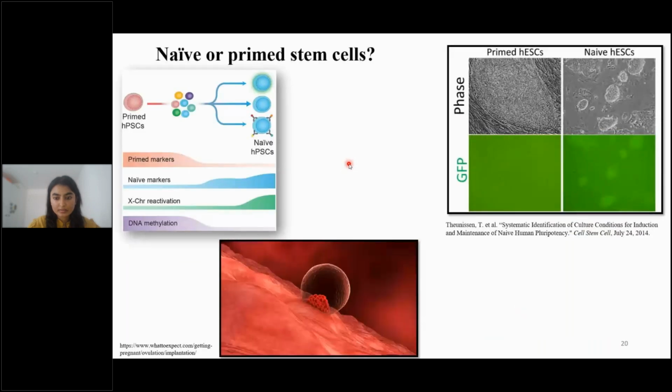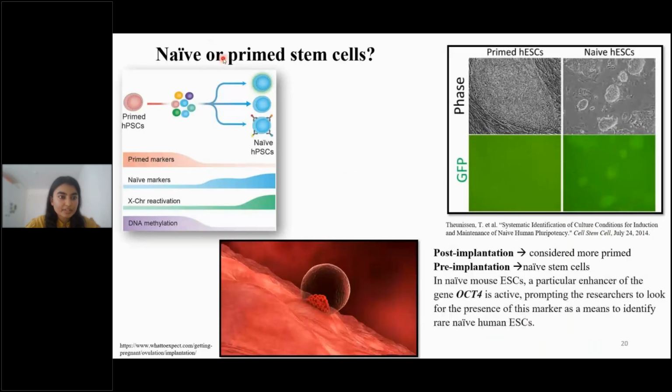One second. Yeah. So the naive or the primed cells. So you can see this is the human pluripotent stem cells. So these are the primed ones. You can see these are markers. Okay. So you can see this cell, it's glowing green. It basically shows that the X chromosome reactivation has started.